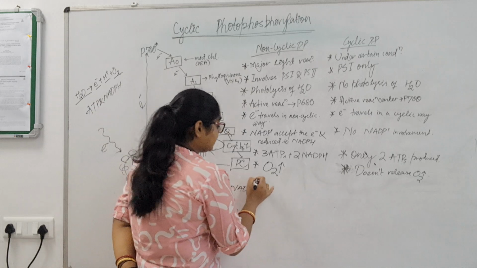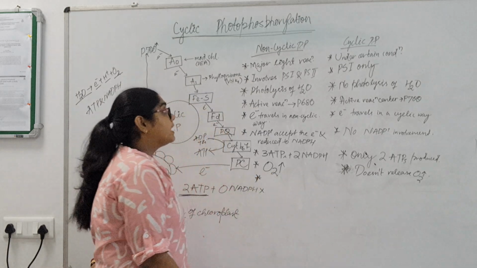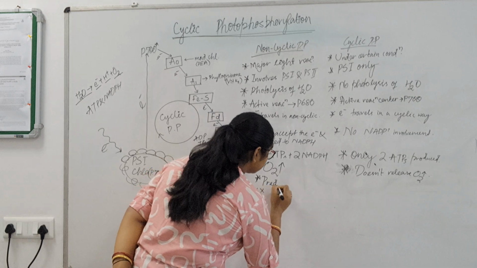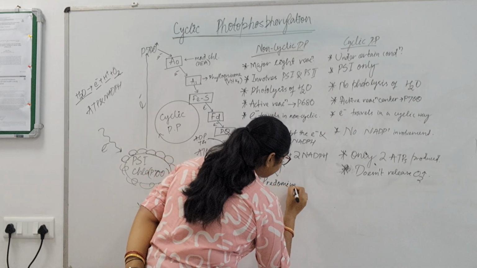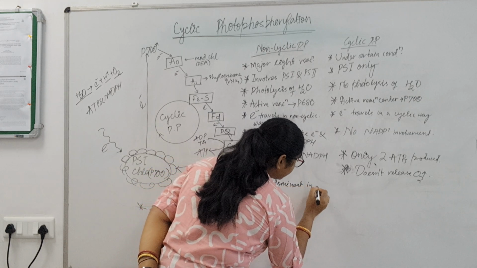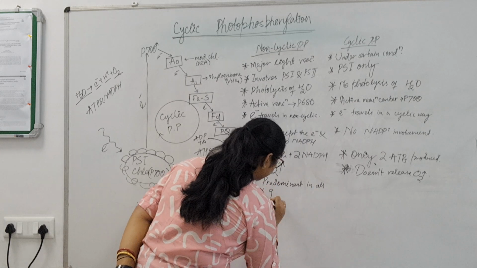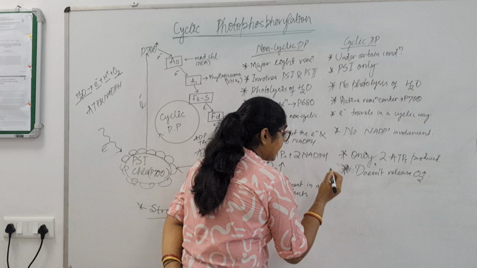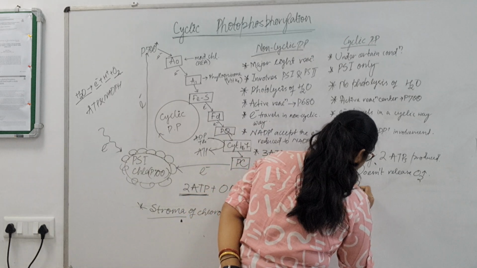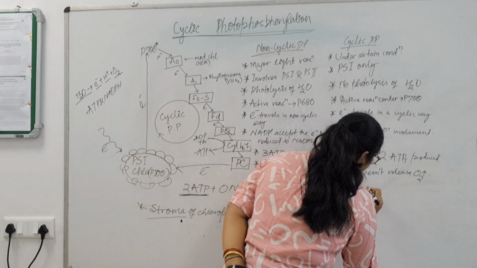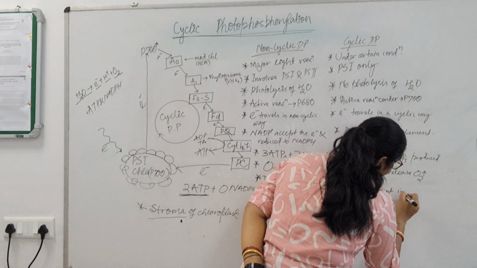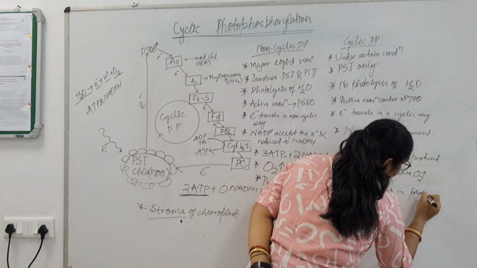Now, in the last point, the non-cyclic pathway of light reaction is predominant in all green plants, and the cyclic pathway is predominant in photosynthetic bacteria.